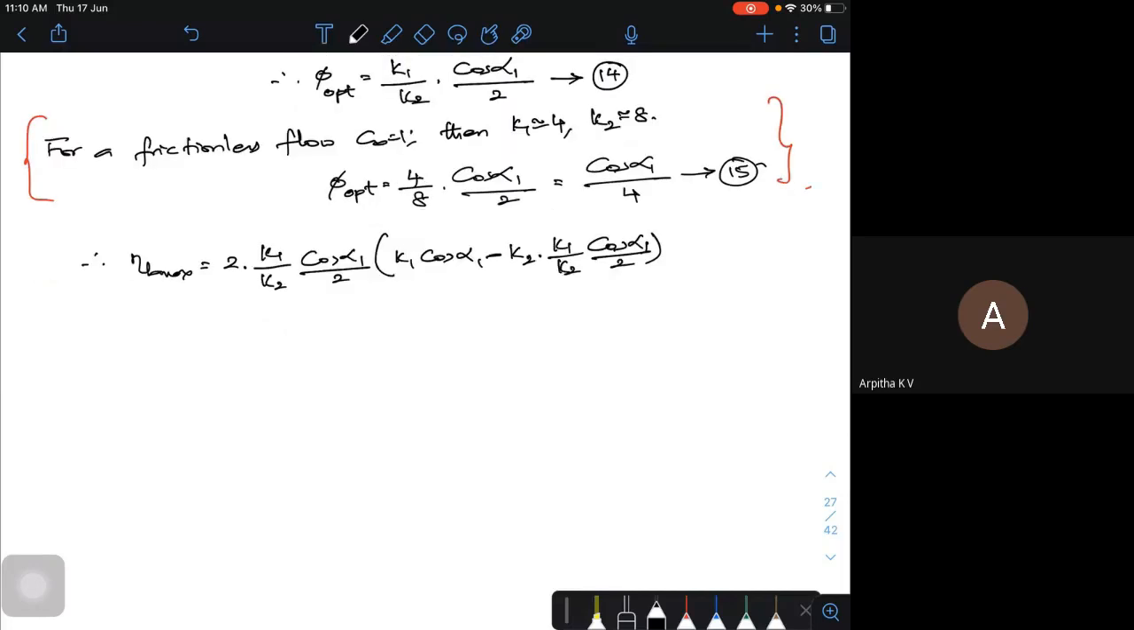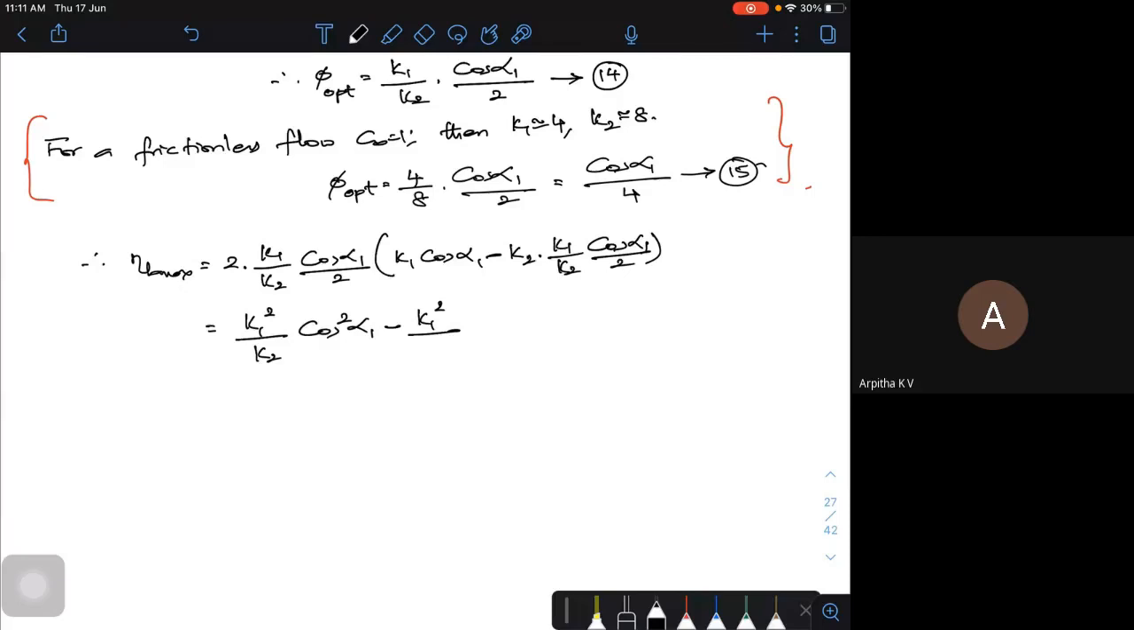So this is actually, 2 just cancels out. I can write it as K1 square by K2 into cos square alpha 1. So 2 is there, so 2 just goes off. K1 square by K2 into cos square alpha 1 minus, so K2 will just go off. I have 1 with K1 square.